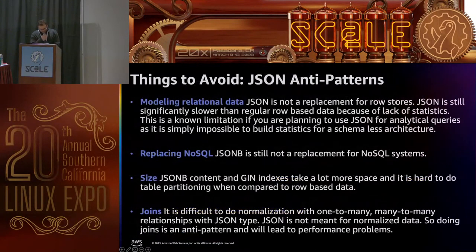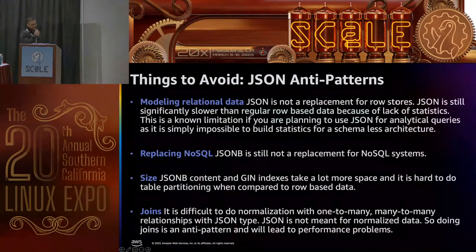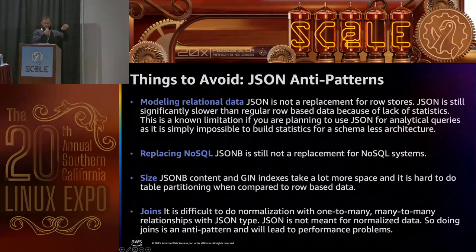So almost at the end. Things to avoid. This is our JSON anti-pattern discussion, which we tend to get a lot. One thing I will highlight is JSON or JSONB in Postgres is definitely a very powerful capability. We've seen a lot of our customers move towards those use cases, but it's still not a full replacement for a document store.